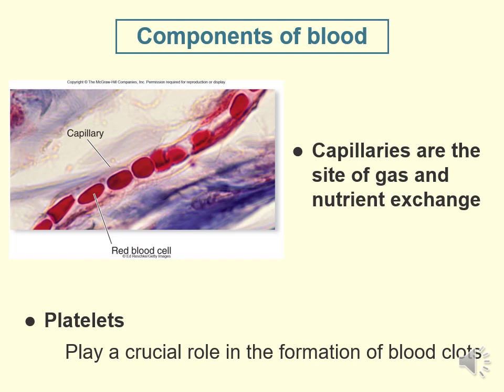The bottom layer of our centrifuged blood sample are the platelets, and platelets are actually fragments of cells which are important in coagulation, the formation of blood clots, and stop us from bleeding to death after we cut ourselves. So that's the function of the platelets, and they are the fourth component of the blood.